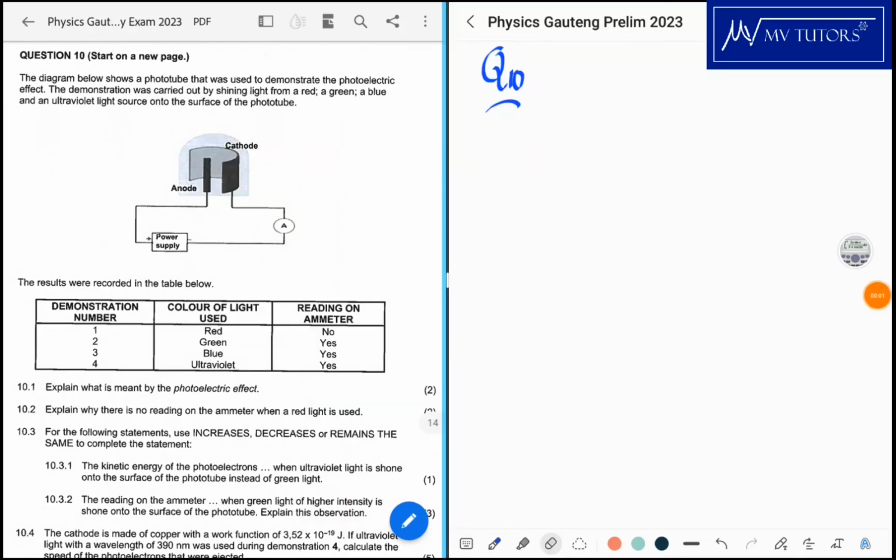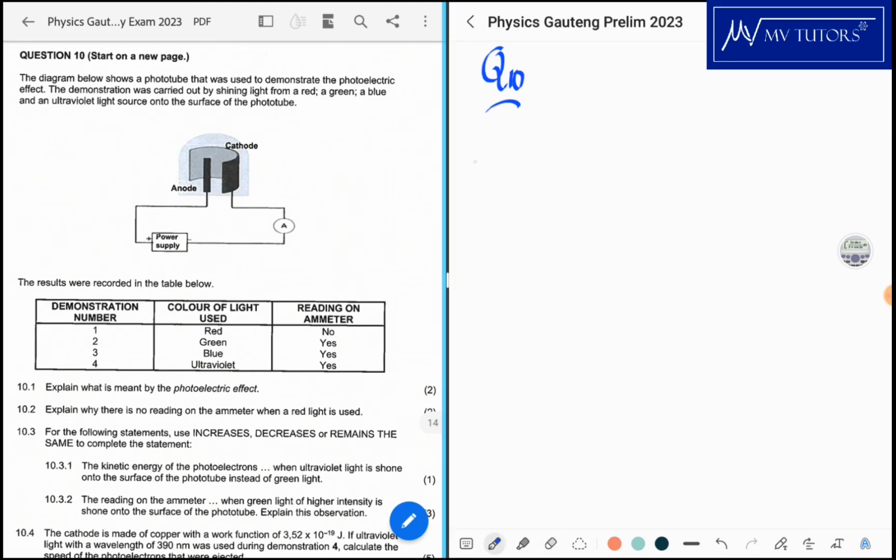Finally, the last question, question 10. It says the diagram below shows a photo tube that was used to demonstrate the photoelectric effect. The demonstration was carried out by shining light from a red, a green, a blue, and an ultraviolet light source onto the surface of the photo tube. The results were recorded in the table below. We can see for red, there was no reading on the ammeter. There were no electrons flowing in the circuit. And from green to ultraviolet, there is a reading on the ammeter.